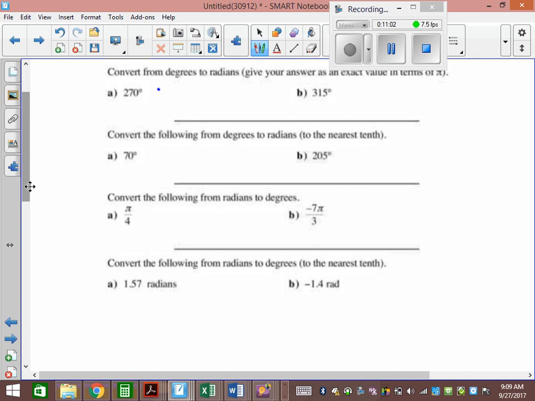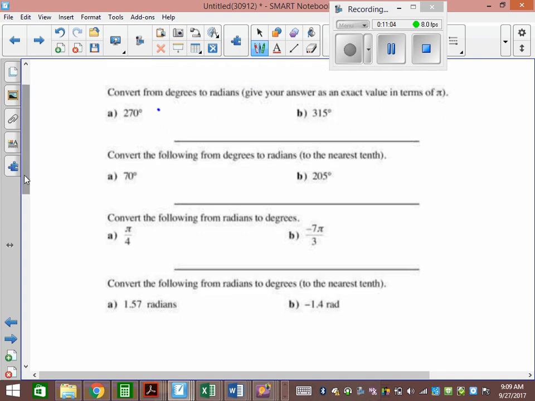So, convert from degrees to radians. Answer in exact value. If it's exact value, it's never a decimal, guys. Exact value, unless it's a terminating decimal, that you could say is an exact value technically, but you have to put it in a fraction with a pi.